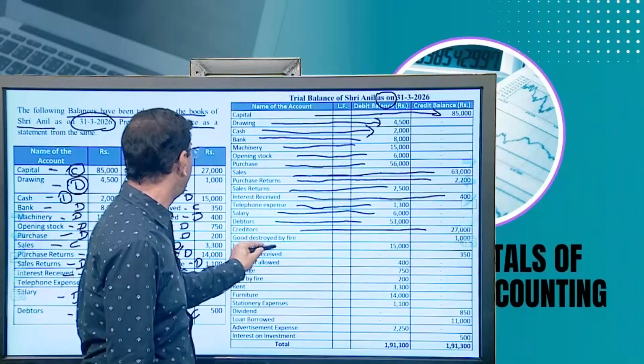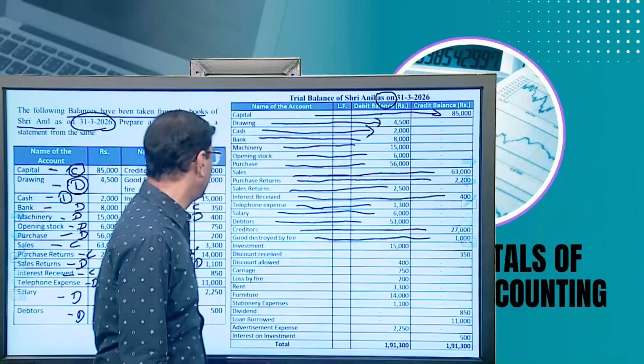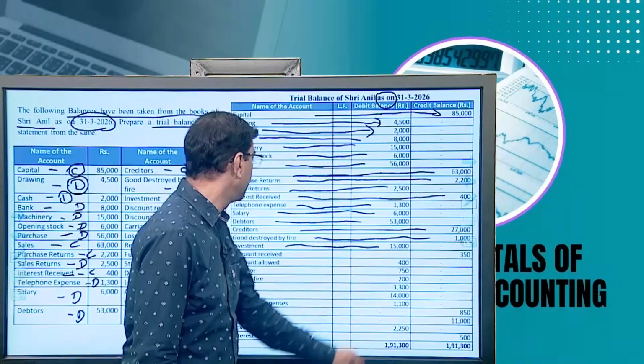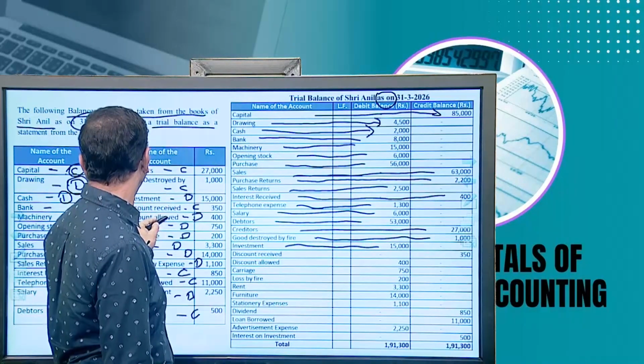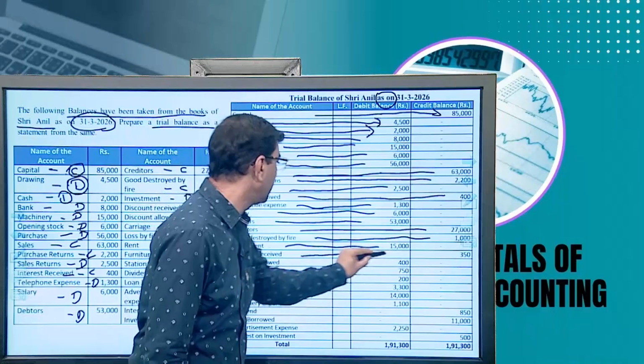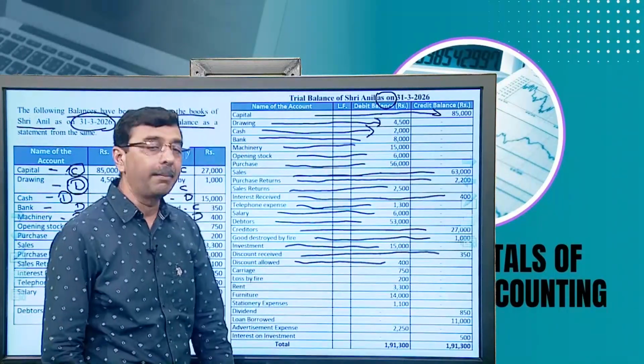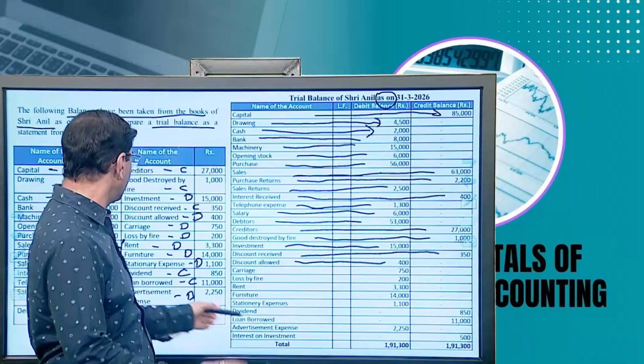Goods destroyed by fire, it's considered credit because the goods go out, correct? Investments, it's your asset, debit. Discount received, it's your income, credit. But discount allowed, it's your expense, it is debit. So this is the way.